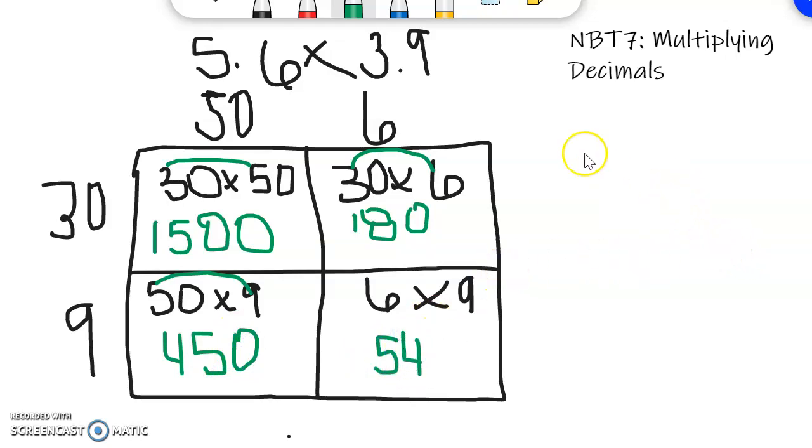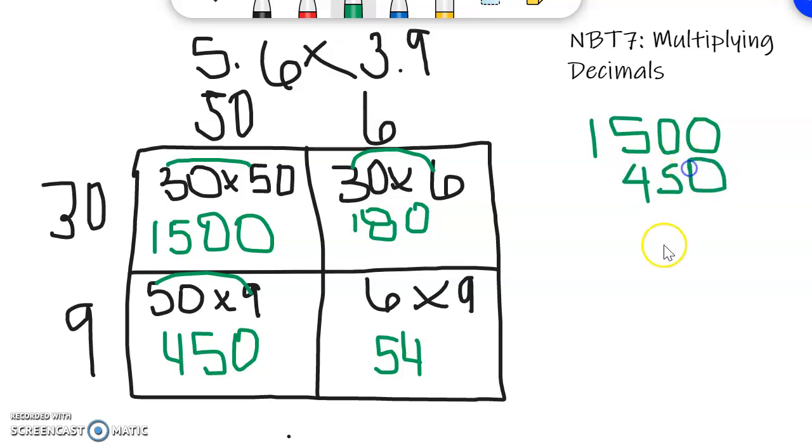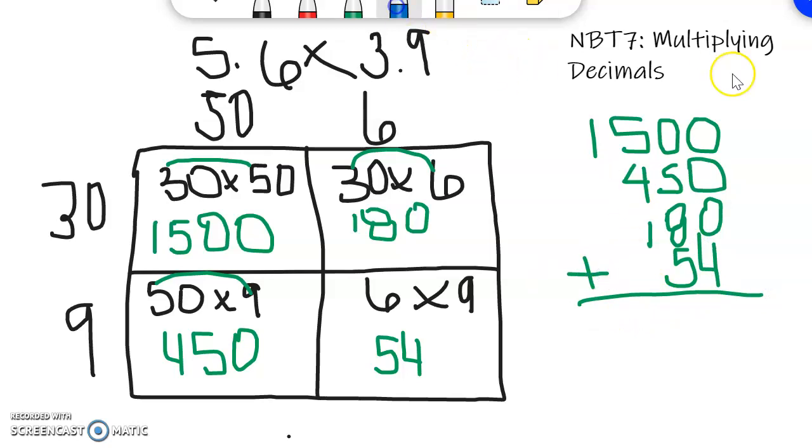Now I'm ready to add my partial products, and I'm going to line them up in place value, starting with the largest number first that goes up to the thousands, and that's 1500. Then 450 is the next highest number. Then 180 is the next highest number. And then 54 is my last number, and it's a 2-digit number, so it goes underneath the ones place and the tens place. So now I'm ready to add.